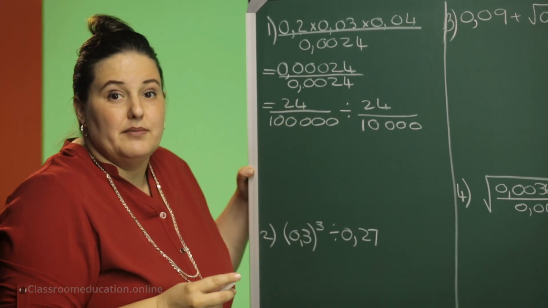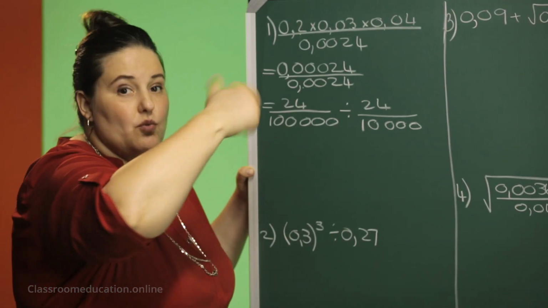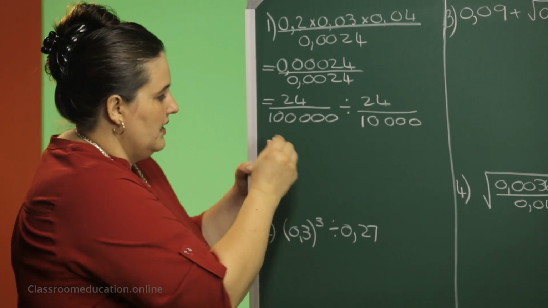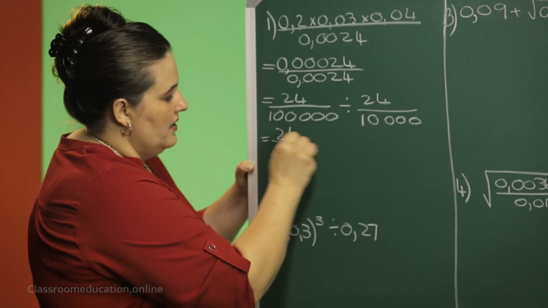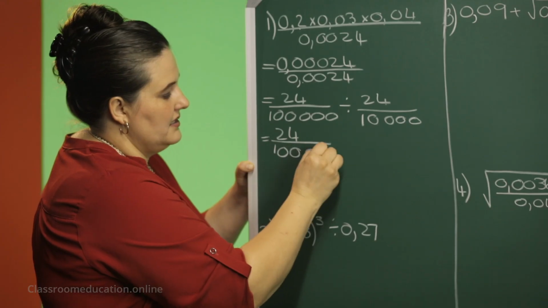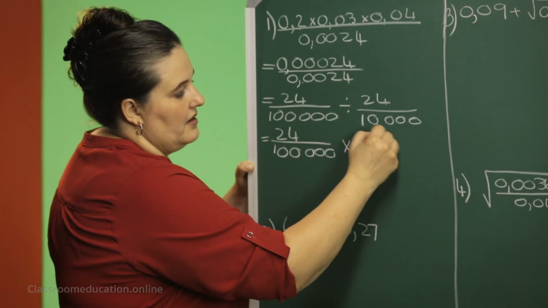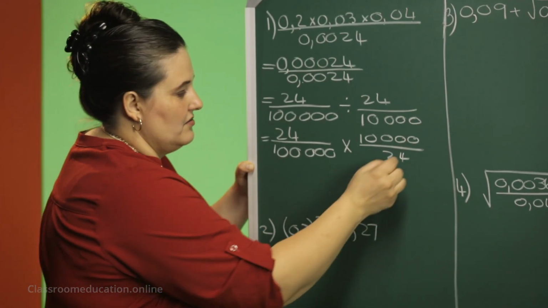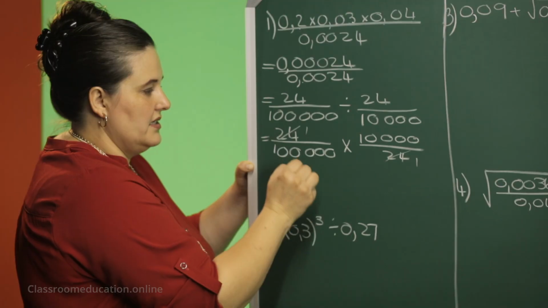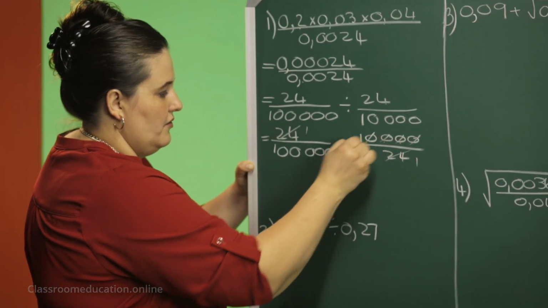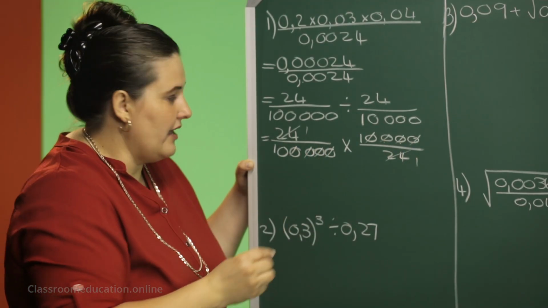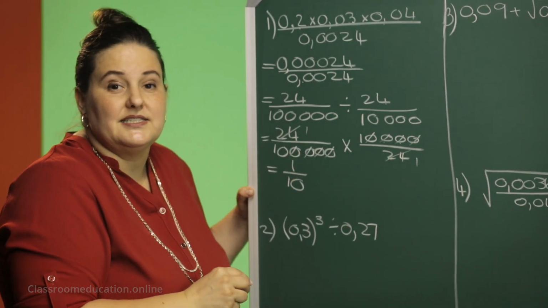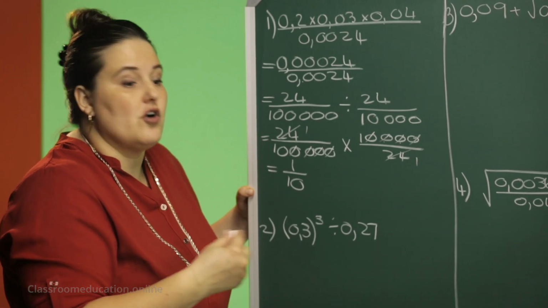The division, you can make a multiplication and swap the fraction that follows, or you multiply by the reciprocal. So this will be 24 over 100,000 times 10,000 over 24. And now you can cancel out. 24 can go into that once, 1, 2, 3, 4 zeros cancel. So what do you have left? Actually, a tenth. And that tenth, to write it as a decimal number, we have 0,1.